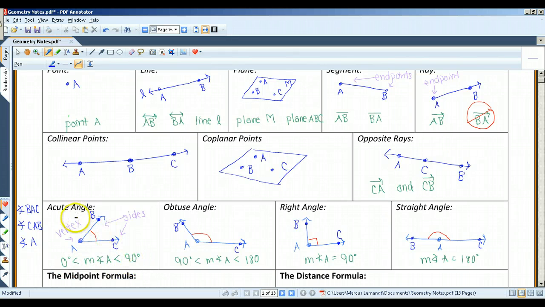Angles can be classified as acute, obtuse, right, or straight. An acute angle is going to be in between 0 and 90 degrees. An obtuse angle is going to be between 90 and 180 degrees. A right angle is going to be exactly 90 degrees, and a straight angle is going to be exactly 180 degrees, or a straight line. Okay?